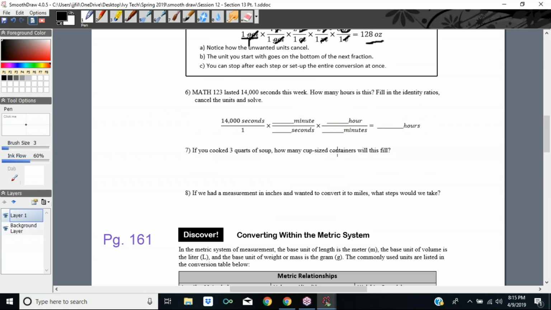Math 123 lasted 14,000 seconds this week. How many hours is this? So we know that we don't necessarily have a conversion that goes from seconds directly to hours. And so we're going to have to go through minutes. So how many minutes is seconds, or how many seconds is a minute? We know that there are 60 seconds in 1 minute. So that gets rid of seconds. Now we have minutes. So we have to go minutes into hours. So there are 60 minutes in 1 hour. Cancel out minutes, and we have hours left.